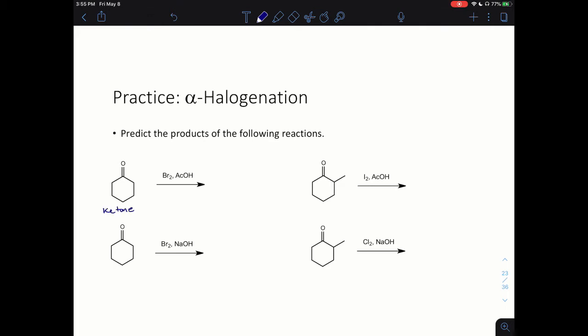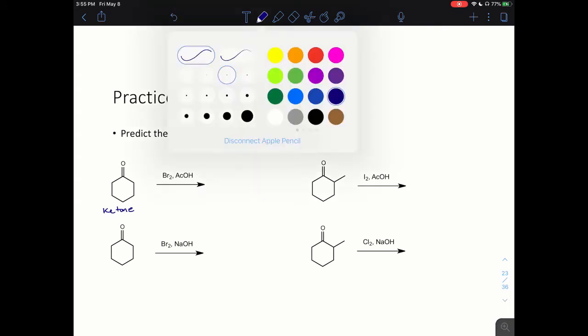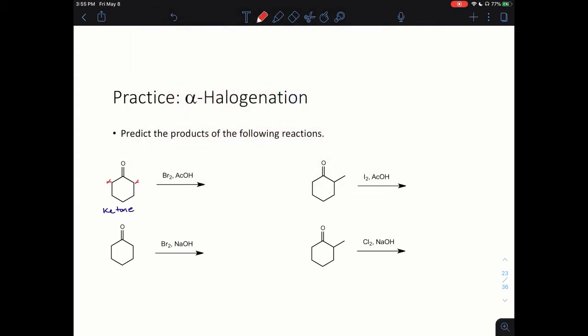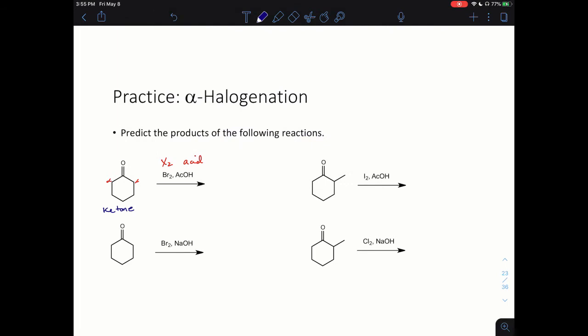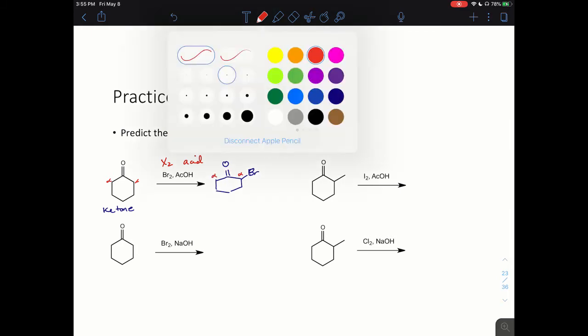Hopefully you've paused. So we have a symmetrical ketone where the two alpha carbons are the same. We have X2 and we're under acidic conditions. So this tells me that we will observe a single alpha halogenation, typically at the most acidic or the most substituted of the alpha carbons. But for this molecule, again, the alpha carbons are the same, so just pick one of them.